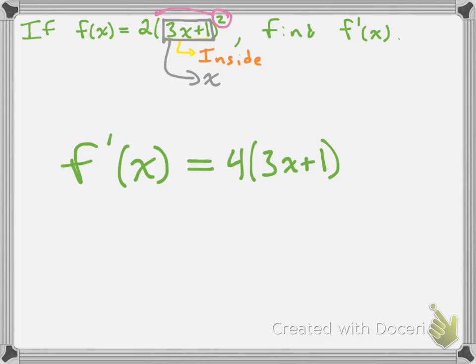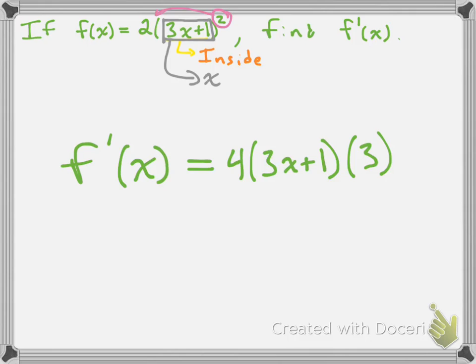Well, since it was 2, it's now an exponent of 1. So this is the derivative of the outside function. Now we need to multiply this by the derivative of the inside function. But notice that the inside function is 3x plus 1. So when we multiply by the derivative of our inside function, well, that's just 3. So we're going to be multiplying by 3.